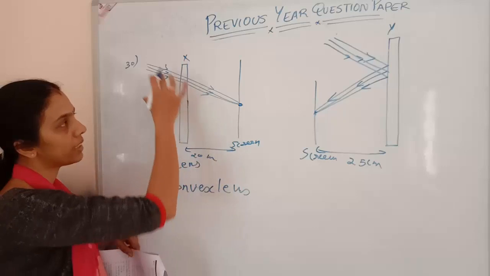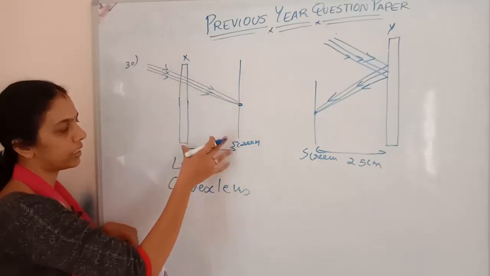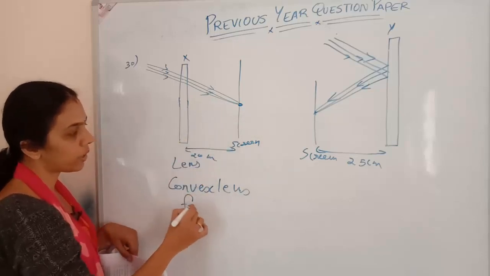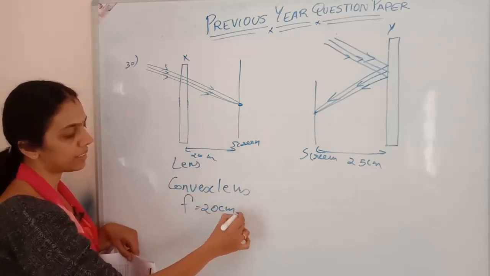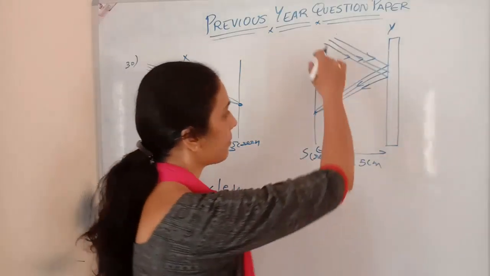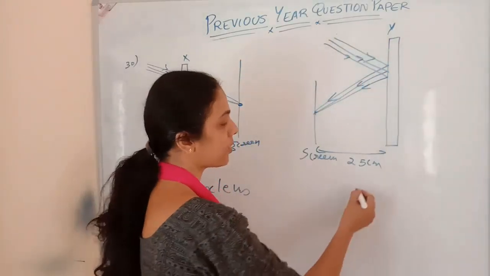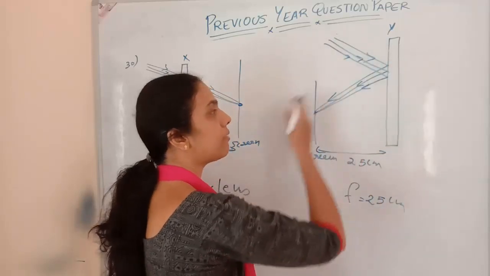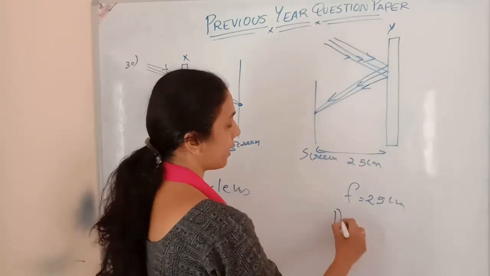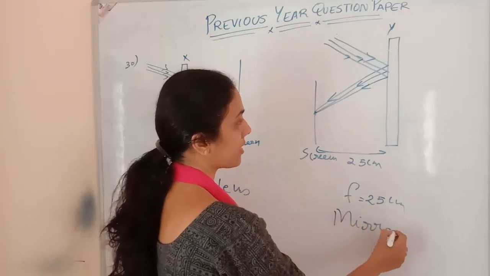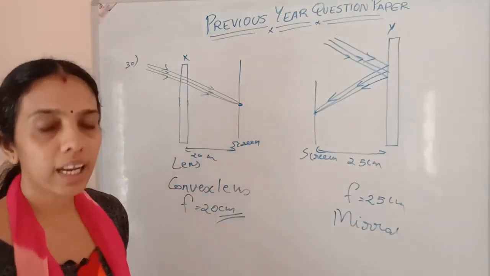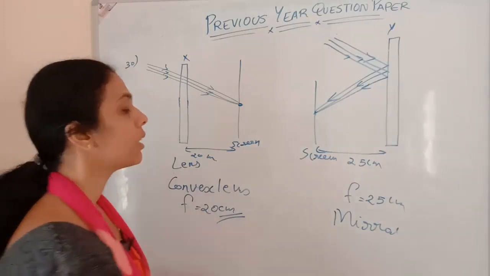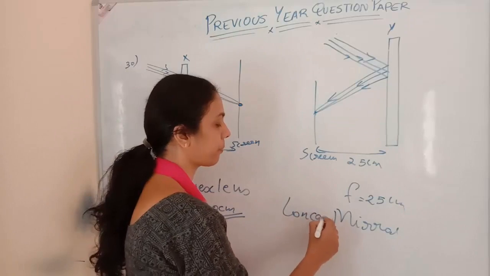Light rays from a distant object are falling and incident over here. Then what will be the distance between X and the screen? The distance between lens and screen will be the focal length, 20 centimeter. Here again rays are coming from a distant object, so the focal length is 25 centimeter. The light ray is incident and reflecting back, so it will be a mirror. Which type of mirror, convex or concave? It is a converging mirror, and a converging mirror means a concave mirror.